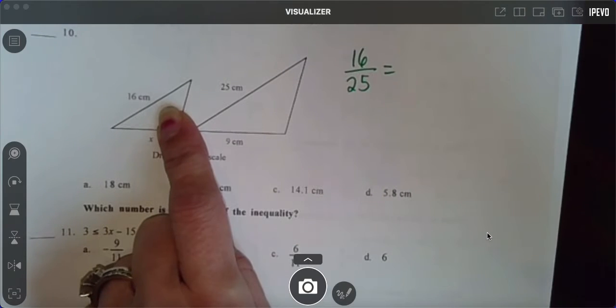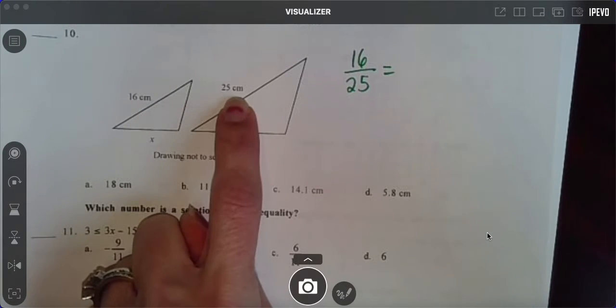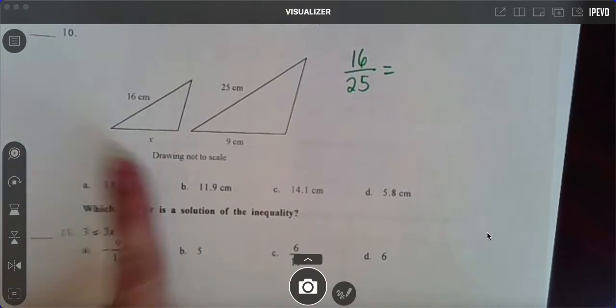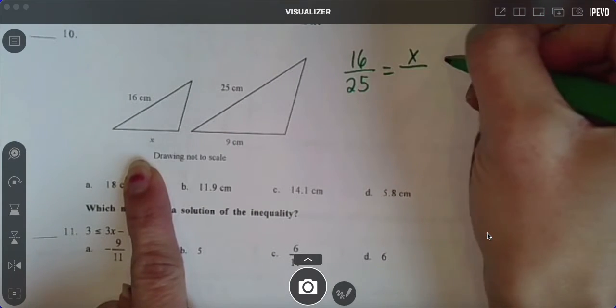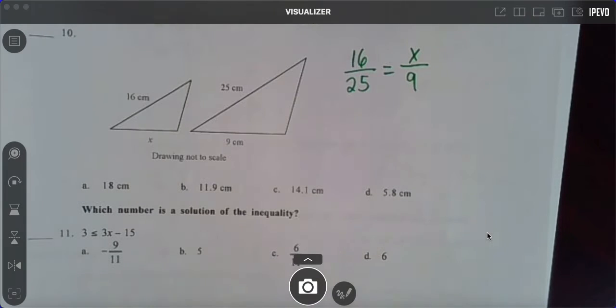I'm making a proportion. Okay? If the 16 goes on top, the 25 on the bottom, what do I write next? The X on top and the 9 on the bottom. You did not have to write your proportion that way, as long as you're consistent. But you are trying to match them. Okay? Is everybody good with that?